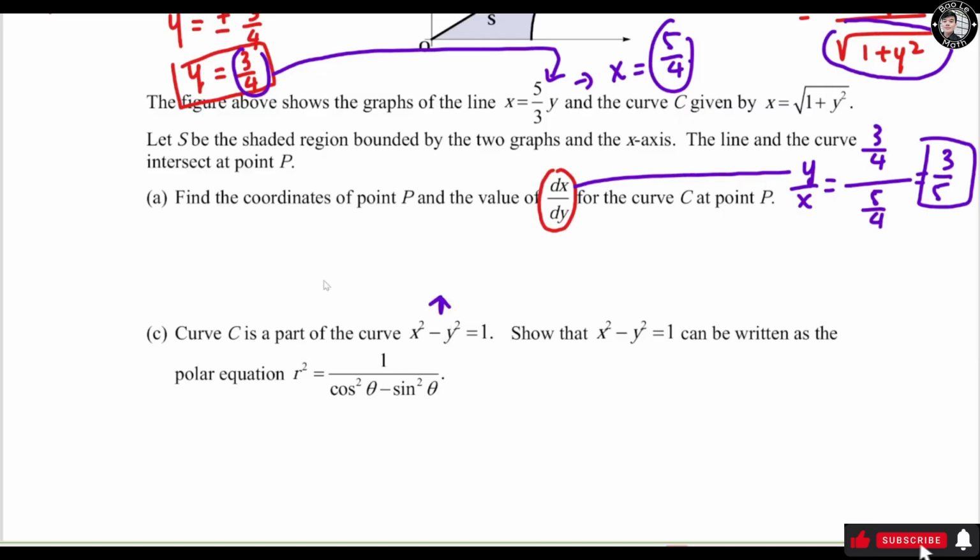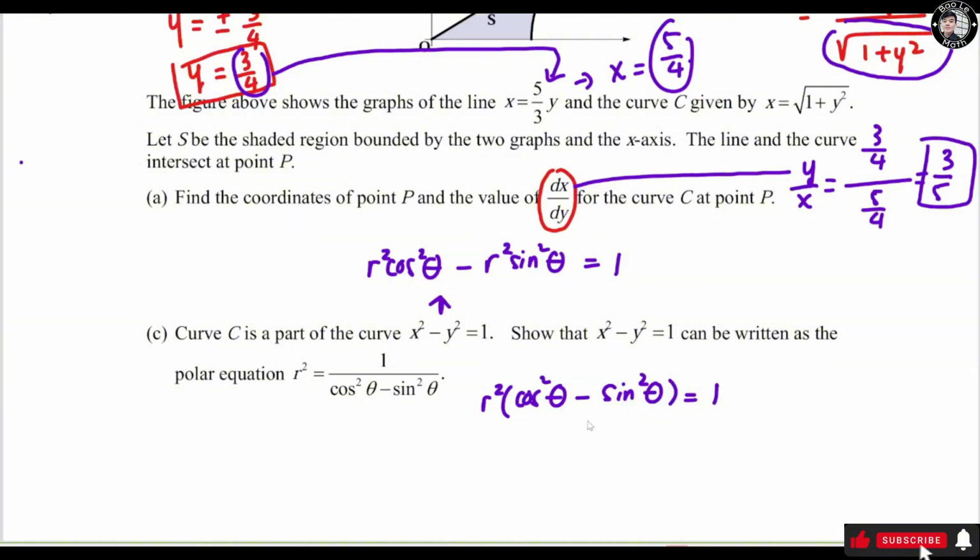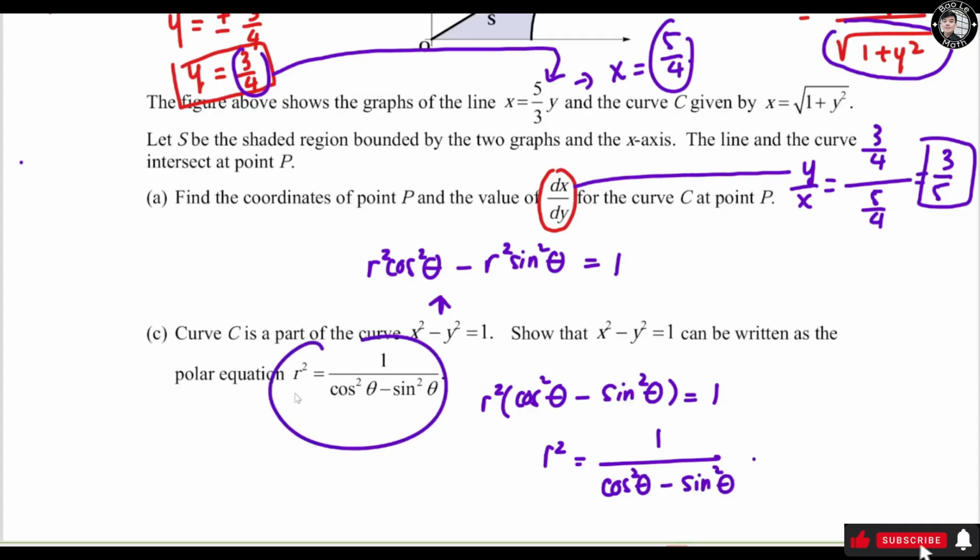We know that x equals r cosine theta, so we have r squared cosine squared theta minus y squared. Y equals r sine theta, so it becomes r squared sine squared theta, equals 1. Then I'm going to factor r squared out, so you have r squared times cosine squared theta minus sine squared theta equals 1. Divide both sides by this factor, so r squared equals 1 divided by cosine squared theta minus sine squared theta, and this has been proved.